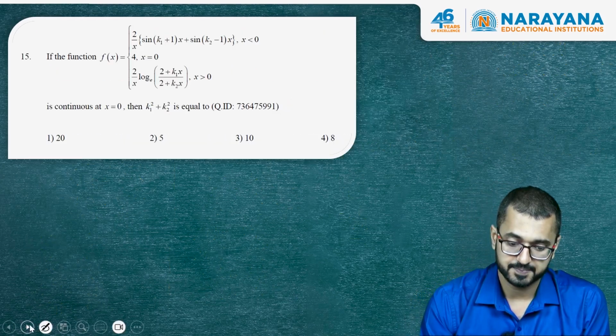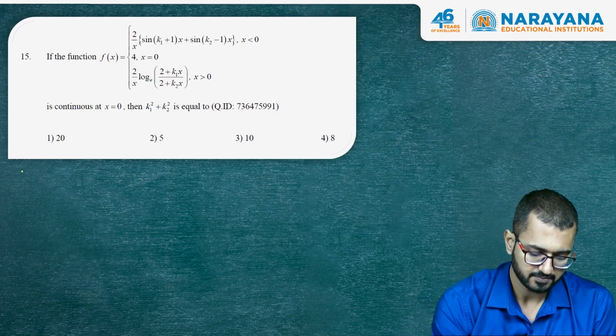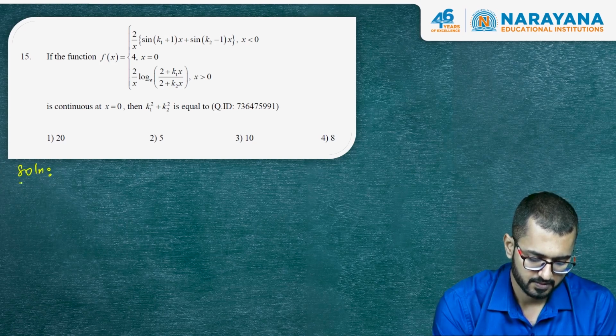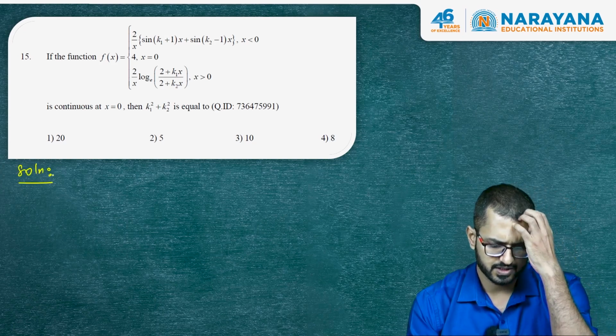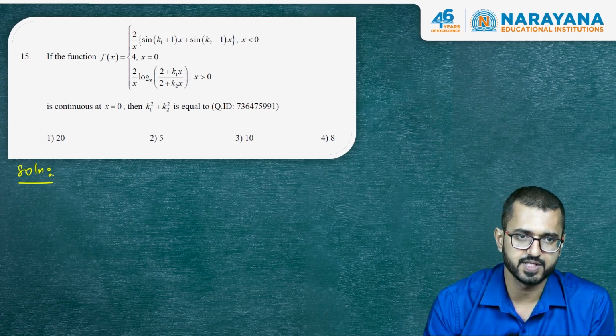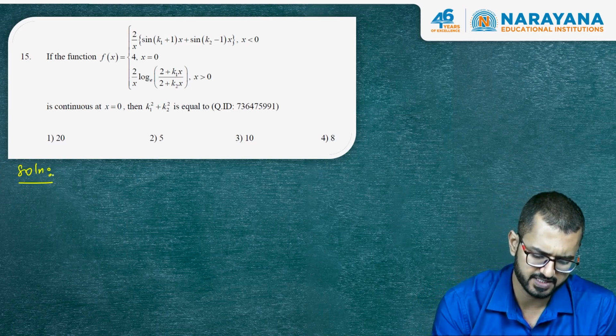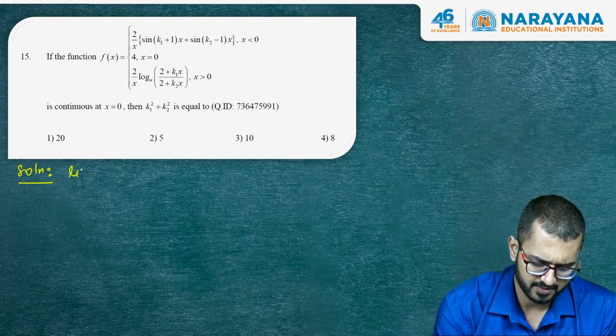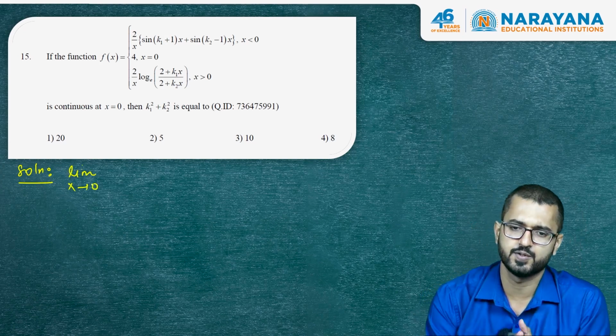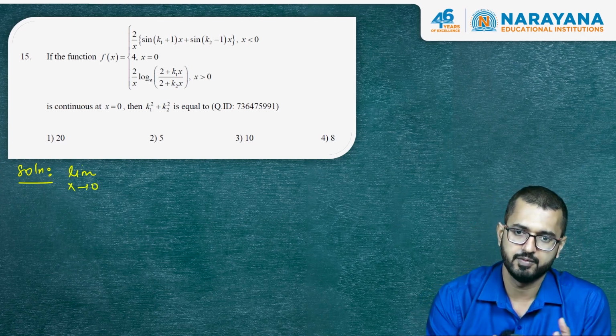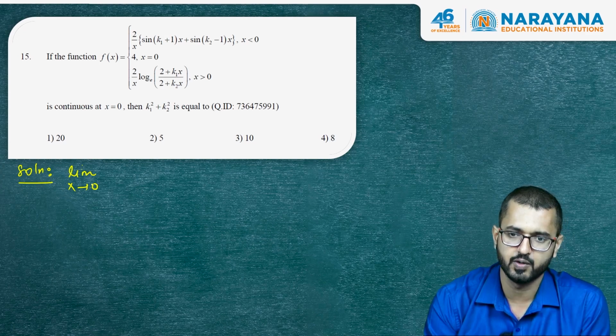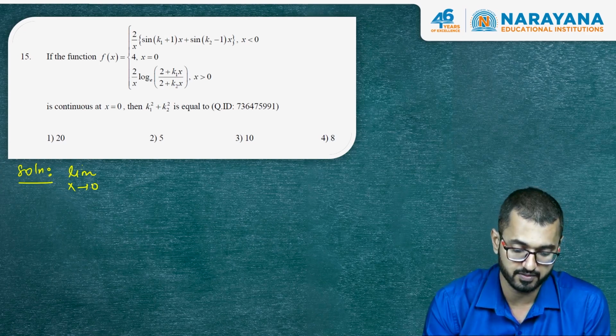Moving to the next. So we have this function and it's given to be continuous at x is equal to 0. So basically we just have to simply write down the limit. This function is continuous at x is equal to 0 means left limit will be equal to right limit will be equal to the value at 0, f of 0.